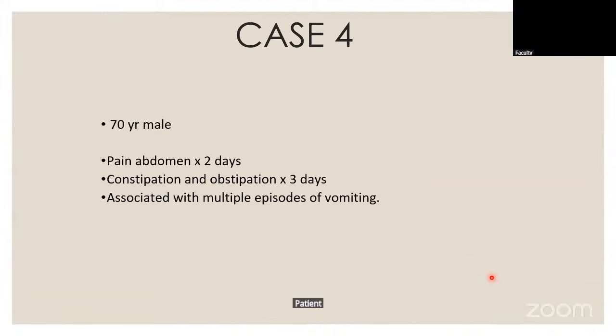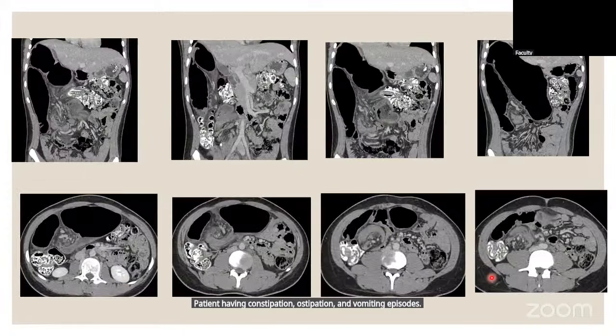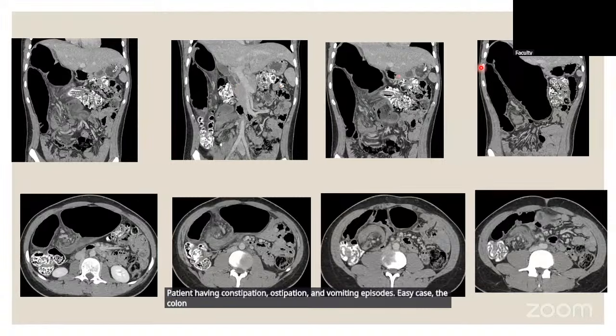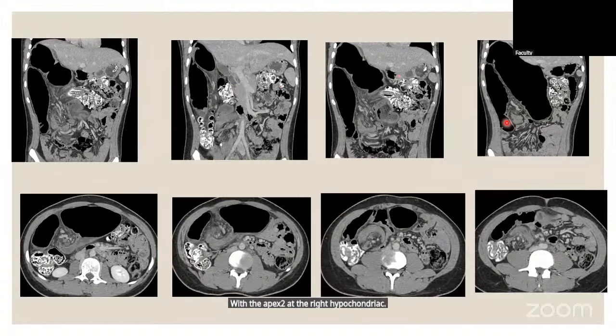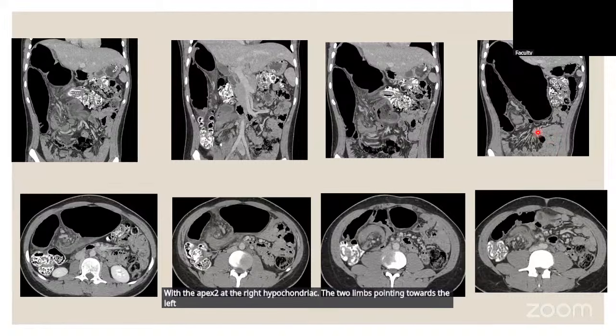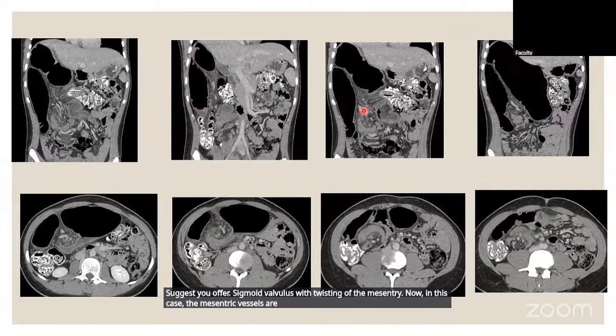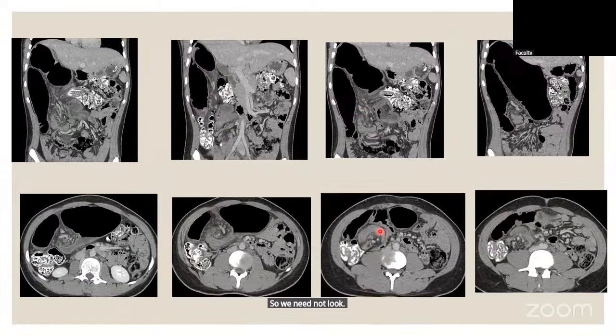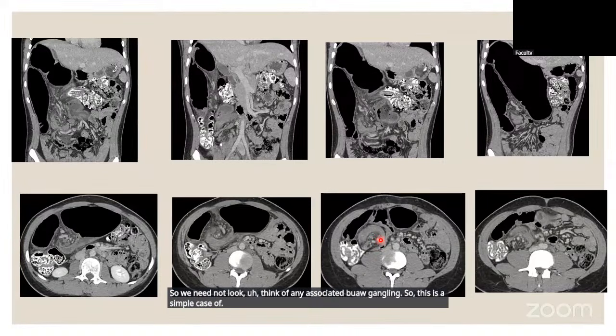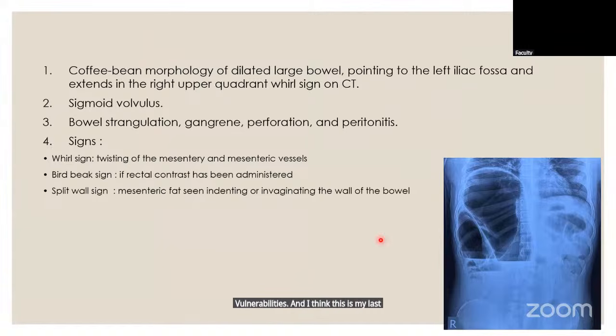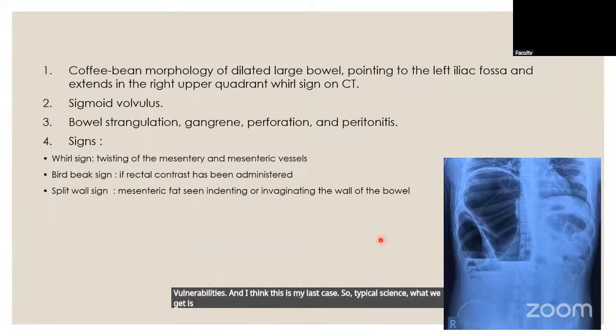Patient having constipation, obstipation, and vomiting episodes. Easy case, the colonic loop with the apex toward the right hypochondriac, the two limbs pointing towards the left hypochondriac, suggestive of a sigmoid volvulus with twisting of the mesentery. In this case, the mesenteric vessels are well opacified, so we need not think of any associated bowel gangrene. So this is a simple case of volvulus. And I think this is my last case. Typical signs we get are the bird beak sign if rectal contrast is given, and the whirl sign because of the twisting of the mesentery and mesenteric vessels.